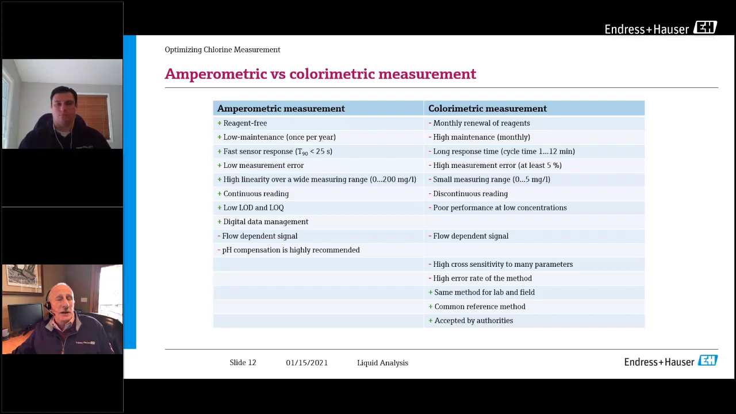So the maintenance levels of the system go down. You get a faster response time. You have less measurement error. So there's a whole range of benefits that amperometric technology is bringing to the marketplace over colorimetric measurement. Colorimetric measurement has been out there for years. It has been the standard method for measuring free and total chlorine for many operations. But today, we now have systems that can measure that amperometrically and can provide a much lower cost of ownership over the long term of the instrument.